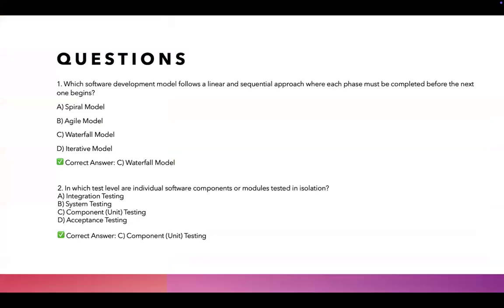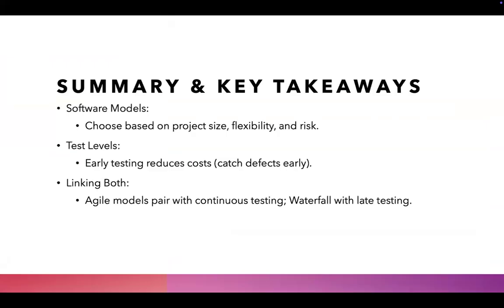Summary. To sum up, choosing the right development model and doing tests at every stage are very important for building high quality software. If we only test at the end, we might miss serious bugs. But if we test earlier and follow good models, we can catch the problems early, which helps us save time and deliver better results.